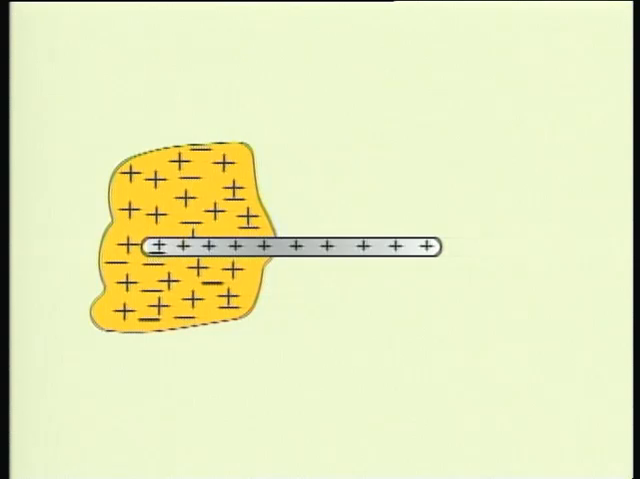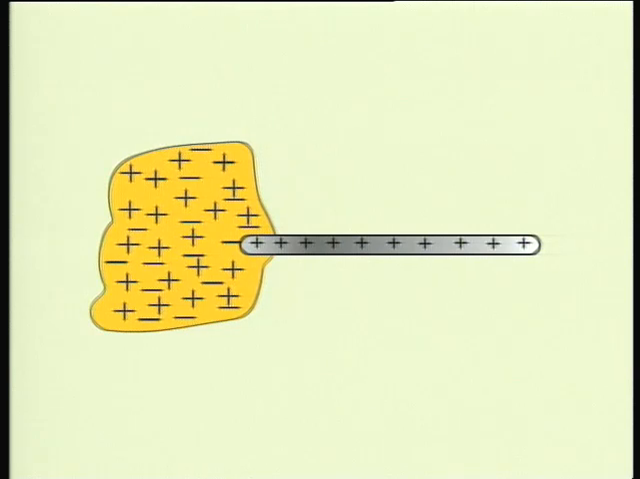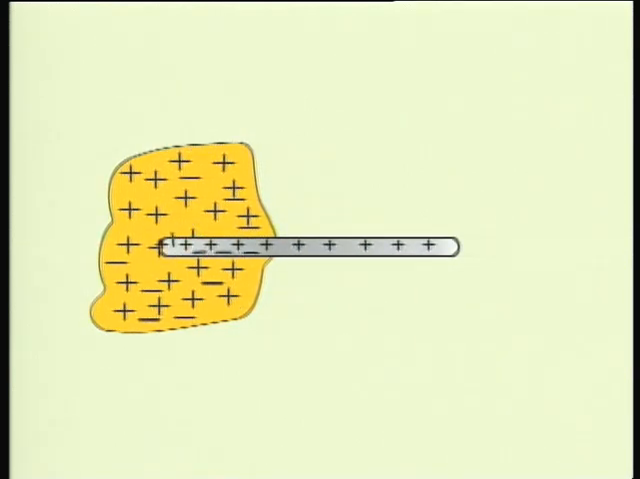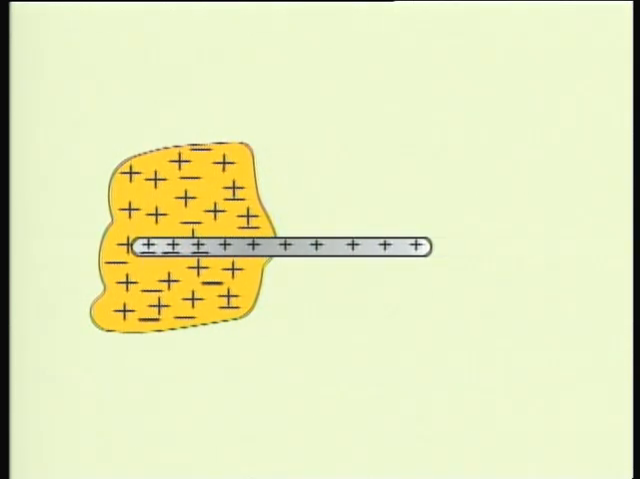For example, when we rub a glass rod with a piece of silk, only an integral number of electrons can be transferred from the glass rod to the silk. No fraction of electric charge has ever been seen.